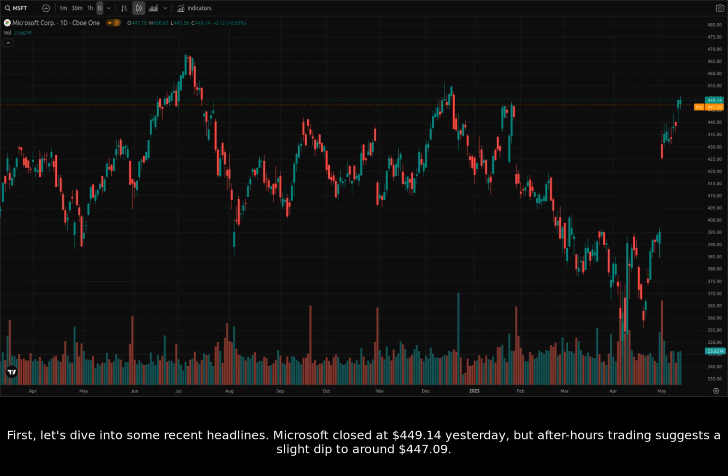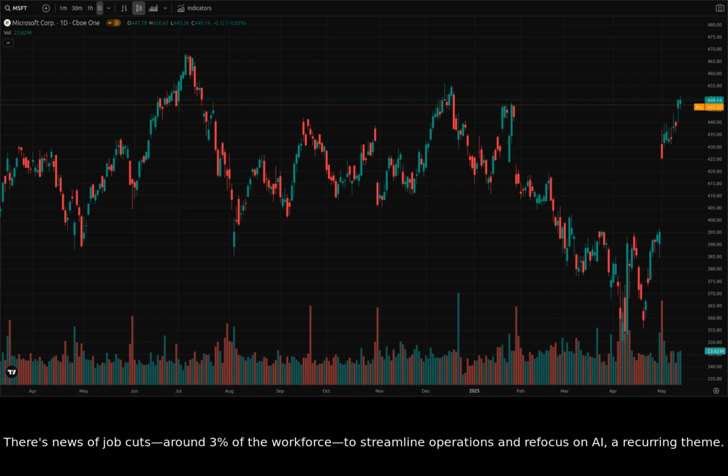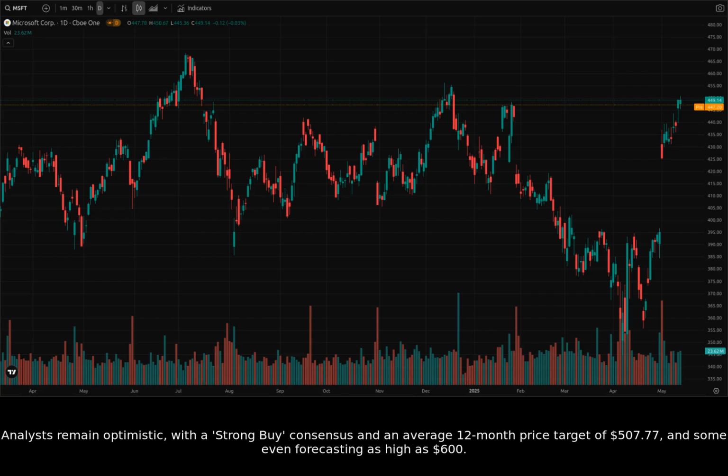Microsoft closed at $449.14 yesterday, but after-hours trading suggests a slight dip to around $447.09. There's news of job cuts, around 3% of the workforce, to streamline operations and refocus on AI, a recurring theme. Analysts remain optimistic, with a strong buy consensus and an average 12-month price target of $507.77, and some even forecasting as high as $600.